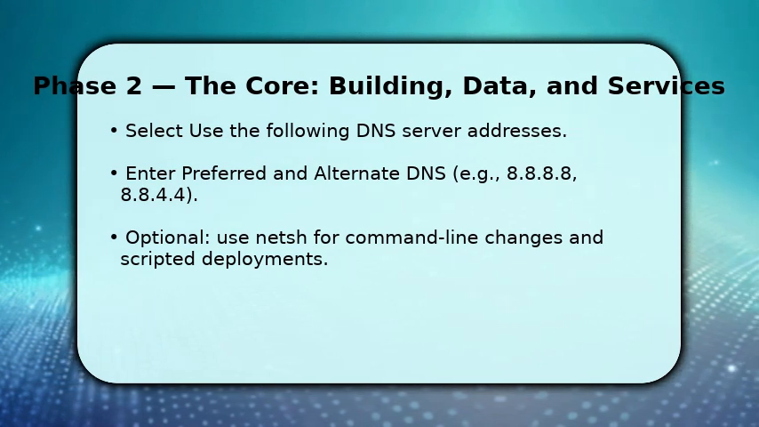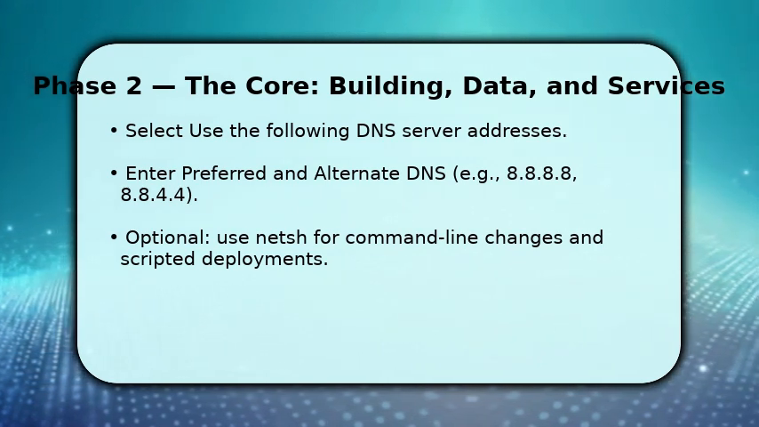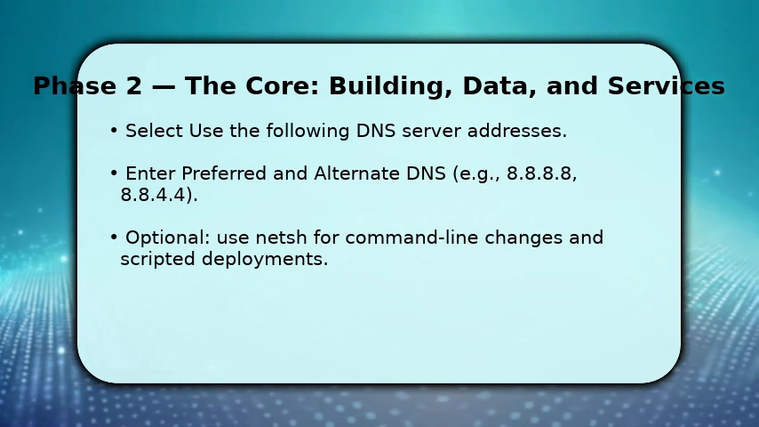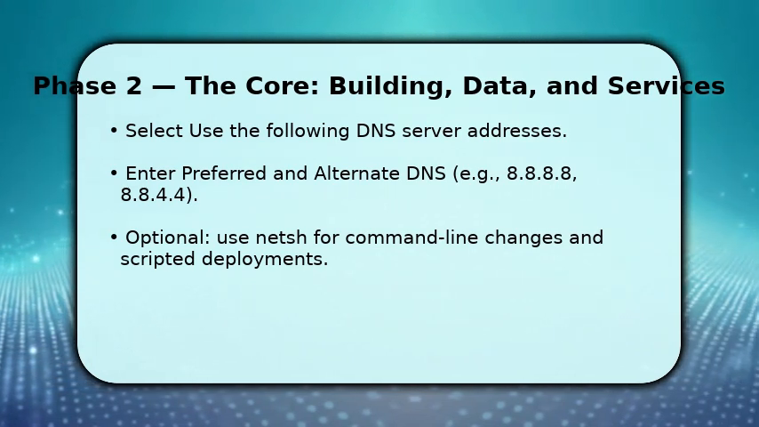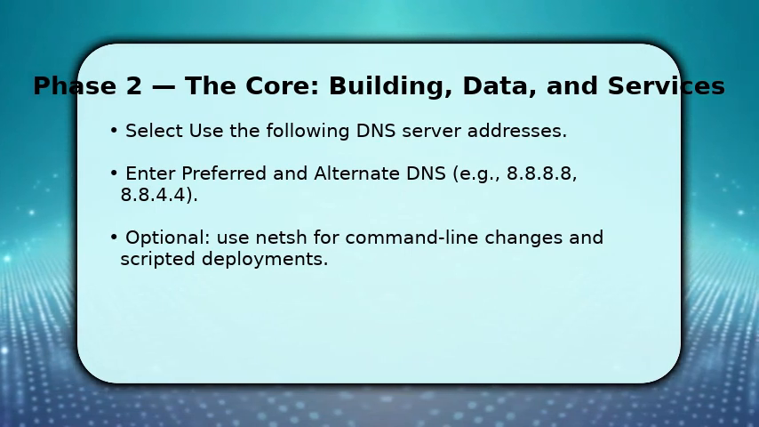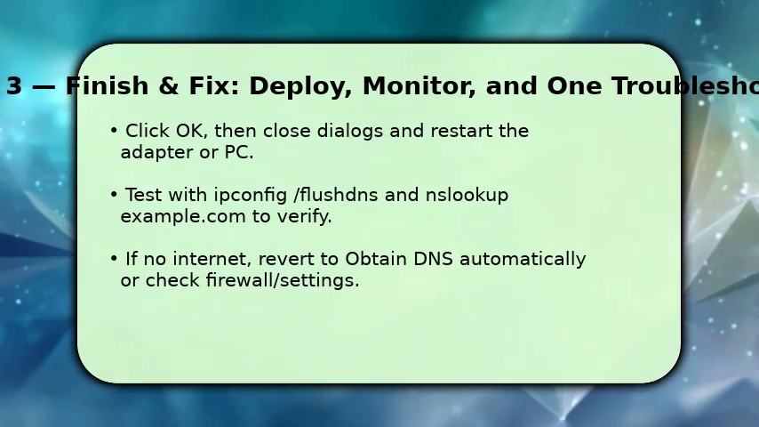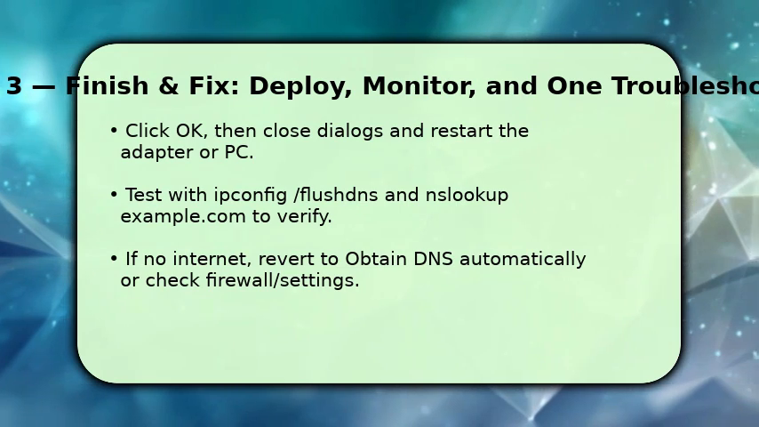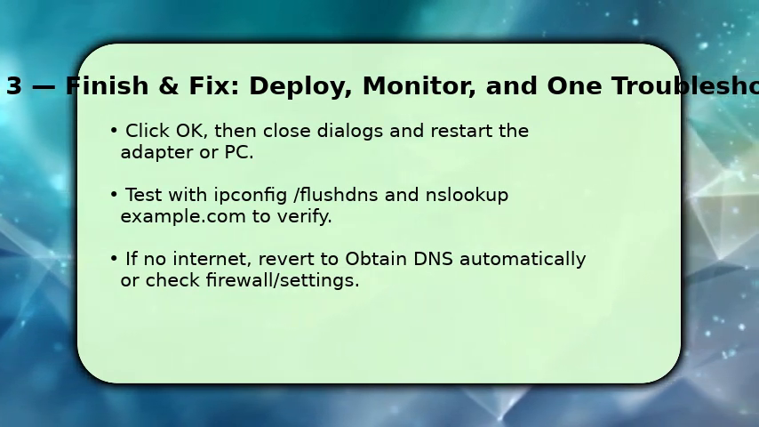If you manage many machines, use netsh interface ip set dns name=Ethernet static 8.8.8.8 to automate changes. You finish by applying and verifying. Click OK to save, then close dialogues and restart the adapter or reboot.